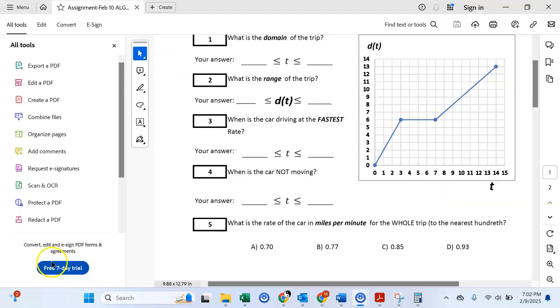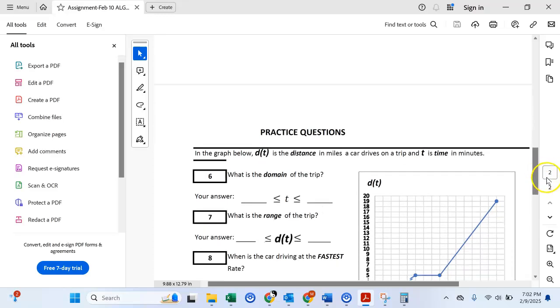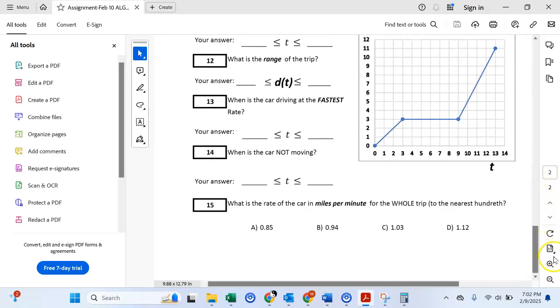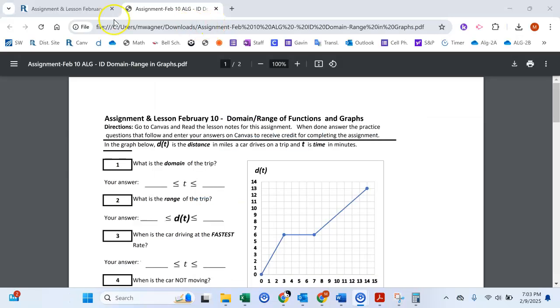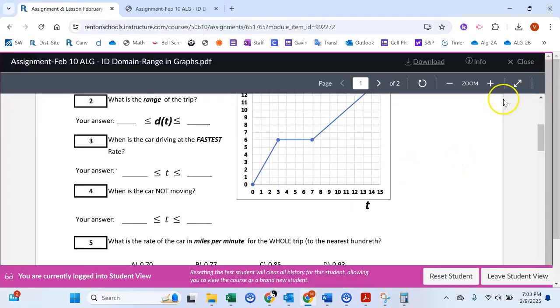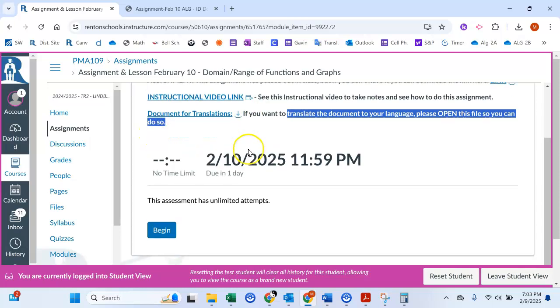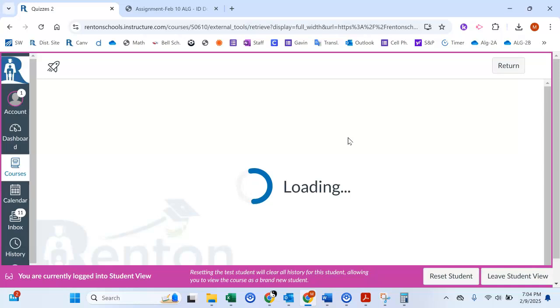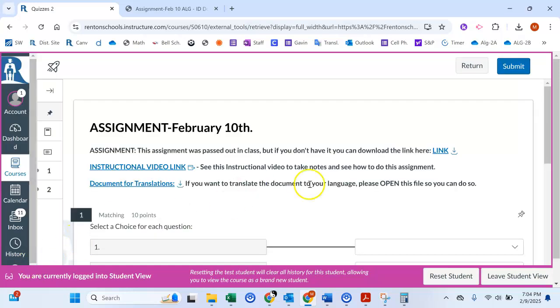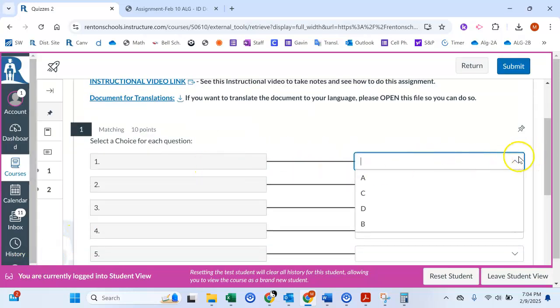So now that you've done that, okay, we've got more practice questions on the next page. See, 6 through 10, and then 11 through 15, okay? So make sure you do those questions. And when you're done, make sure you go to enter your answers on Canvas to receive credit for completing the assignment. So you go back over to Canvas, and let me close out on this, and you would go down here and you would begin, and you already have the answers for the first 5 questions, right? So click on that, and then you can start entering your answers, okay? Whenever that one loads. Okay, that's it, guys. So basically question number 1, you put whatever your answer is, etc., okay?